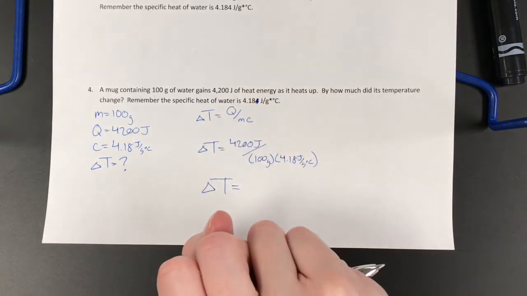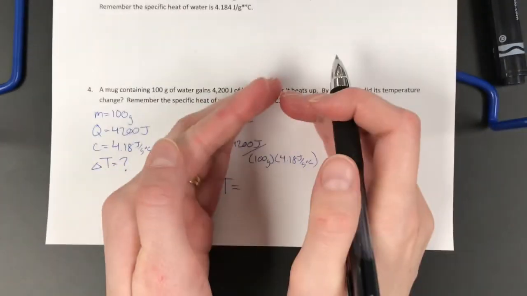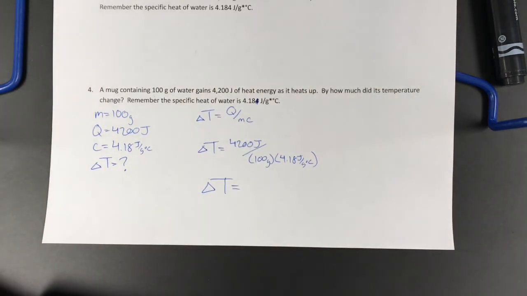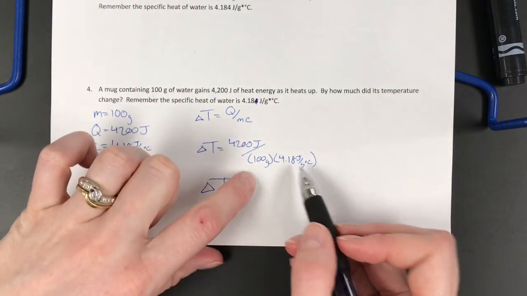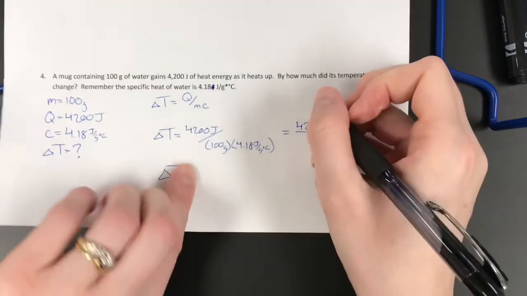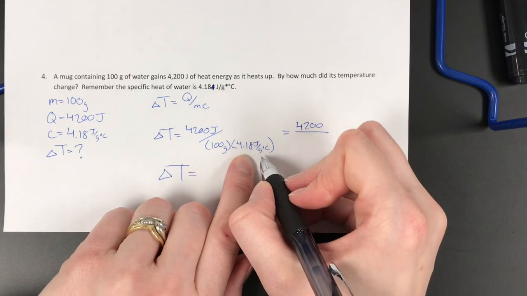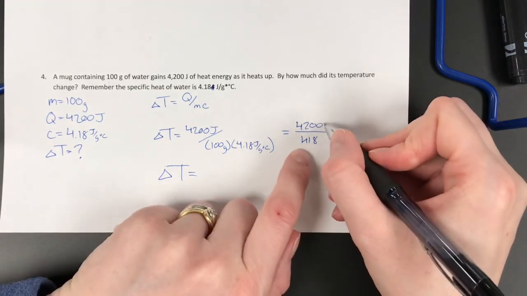That's totally fine. So wait, do you multiply the 100 and the 4.18? Mm-hmm. Depending on what kind of calculator you're using, and if you have parentheses, you could do 4,200 divided by, and then parentheses 100 times 4.18. Or you might need to do it in 2 steps. You might need to do 100 times 4.18, and then 4,200 divided by that. If I do this in 2 steps, what's 100 times 4.18? 418. So then I'm doing 4,200 divided by 418.